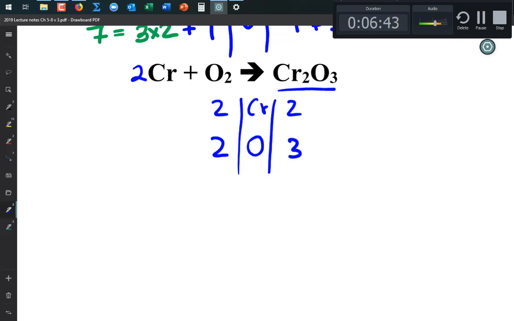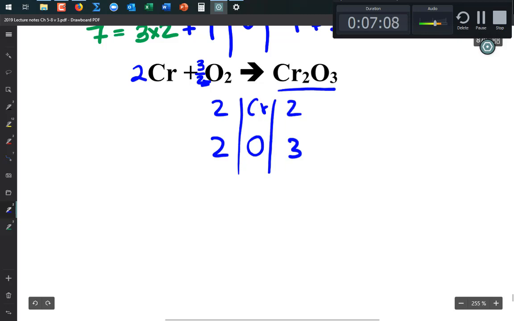Wait. So what am I going to multiply? What am I going to put here? How do I get three out of two? I multiply by 1.5 or 3/2. All right. No? Yes? Yeah. Okay. This is just early.